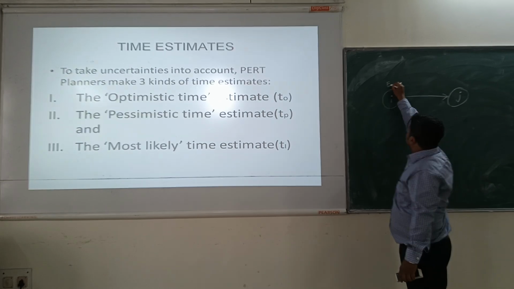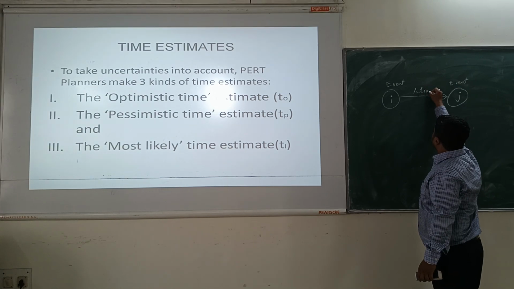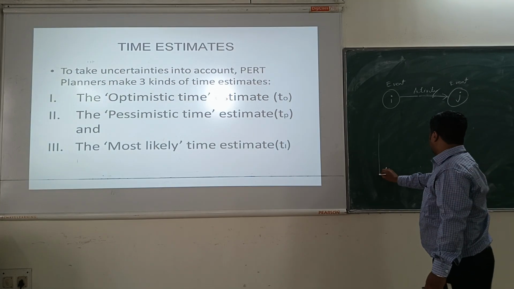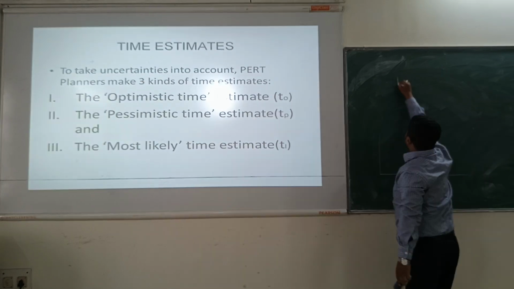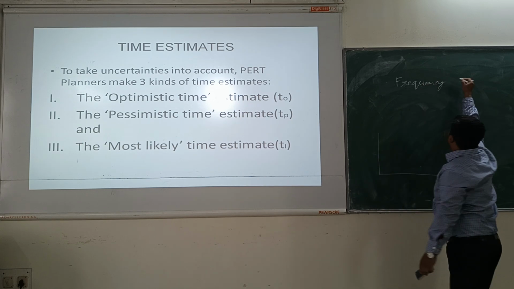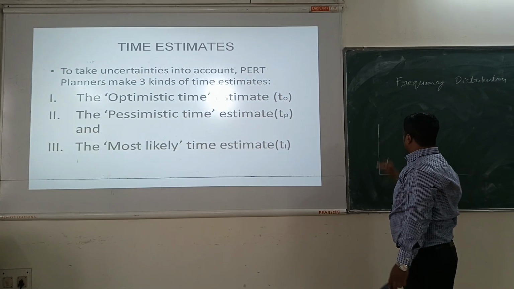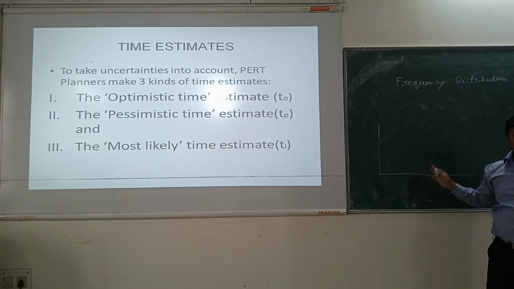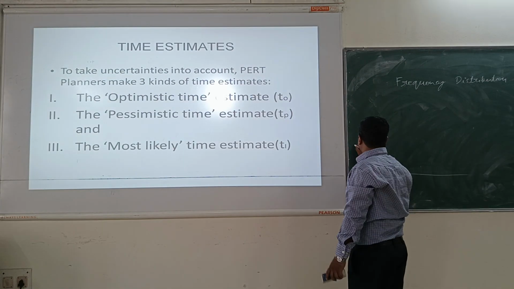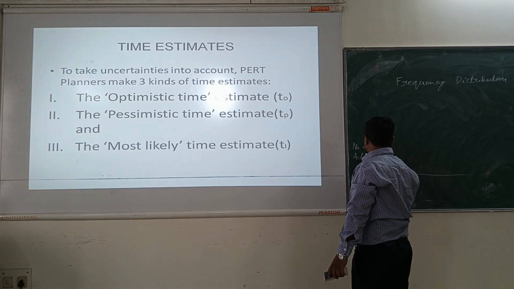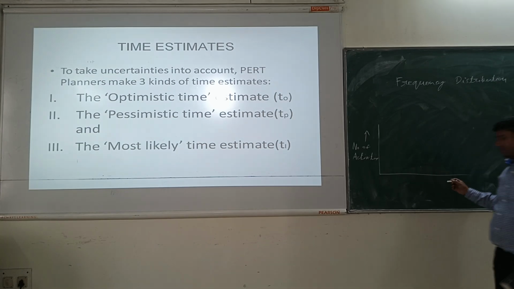Activity is clear. Now, if I draw the frequency distribution, your ordinate will have the number of activities that are occurring, the number of jobs, the number of projects occurring. And here will be your time division, the x-axis.